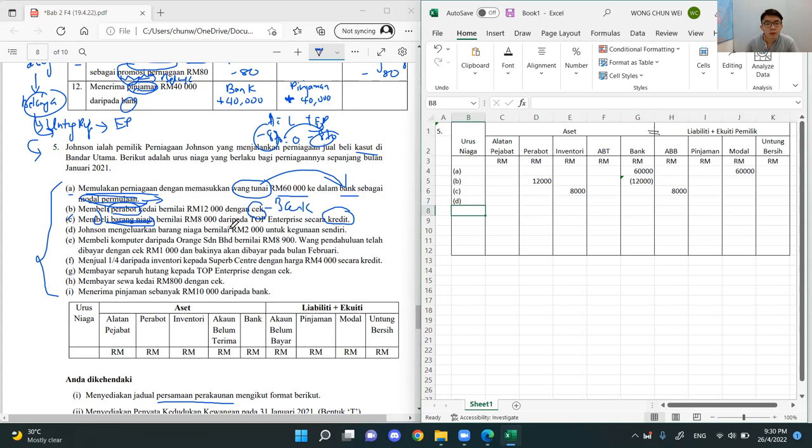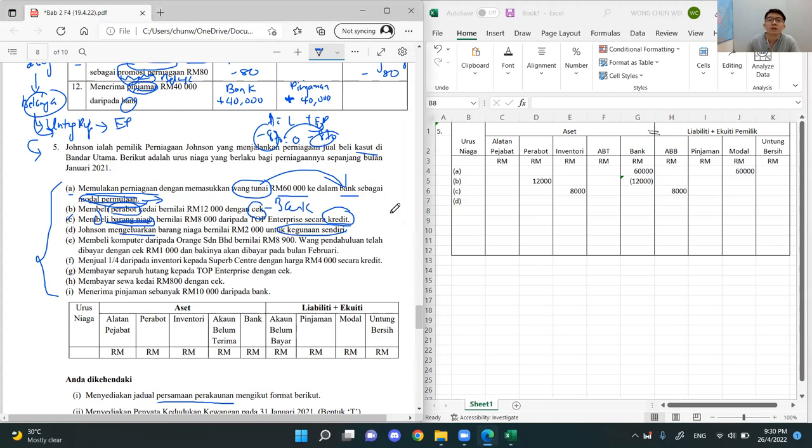Johnson mengeluarkan barang niaga bernilai 2,000 untuk kegunaan sendiri. So when you say mengeluarkan barang niaga untuk kegunaan sendiri, this is ambilan. So this is very important at the end. Always look at the end. Okay, what is it saying? Is it untuk promosi? If it is untuk promosi, then it is in the untung rugi, under the equity pemilik. If dia cakap untuk kegunaan sendiri, or keyword, untuk kegunaan peribadi, sendiri, peribadi, anak sendiri, you know, all this is like for own use, ambilan. Okay, so D, you got ambilan, and you mengeluarkan barang niaga.